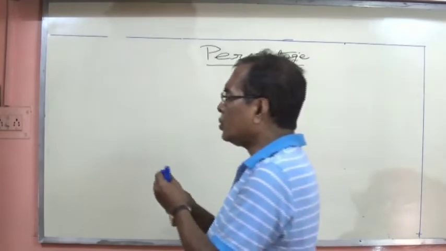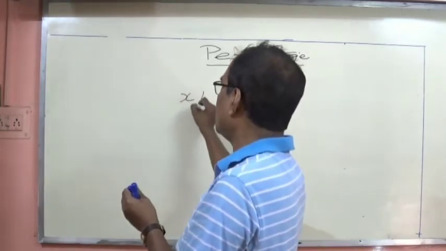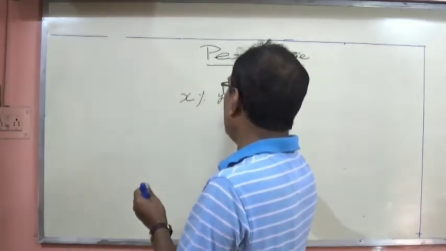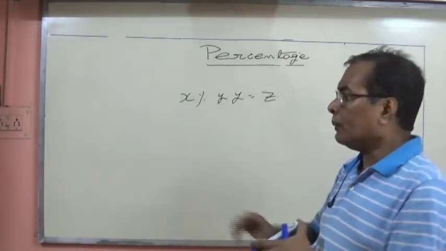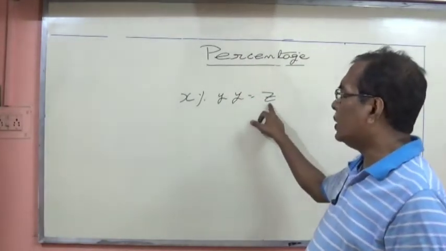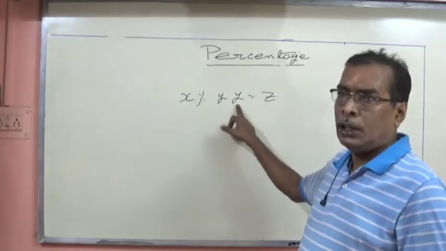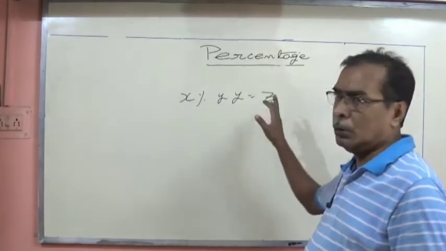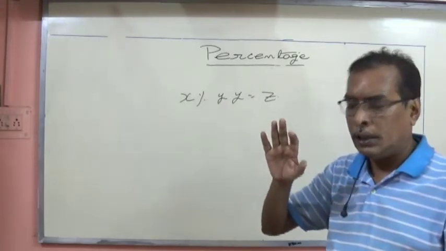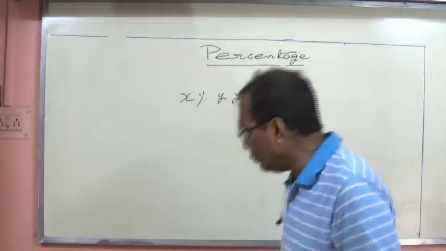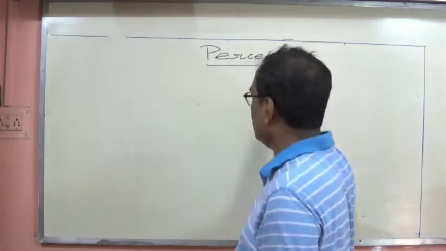Percentage is actually based on this particular thing: X percentage of Y is equal to Z. This depends on this Y. If Y is more, then Z will be more. If Y is less, then Z will be less. Right? Suppose these questions, I will explain more here. First of all, let me solve the question.